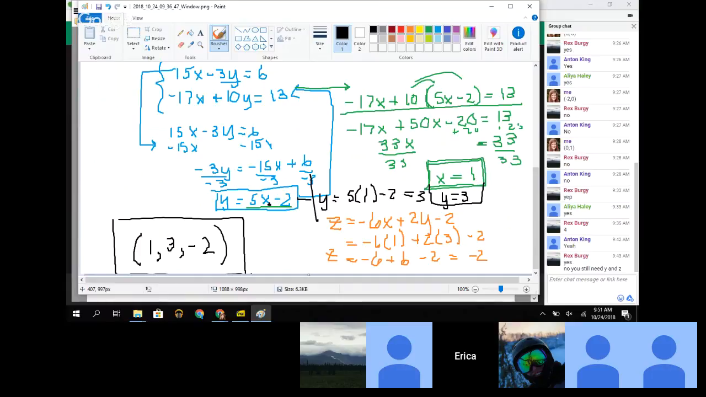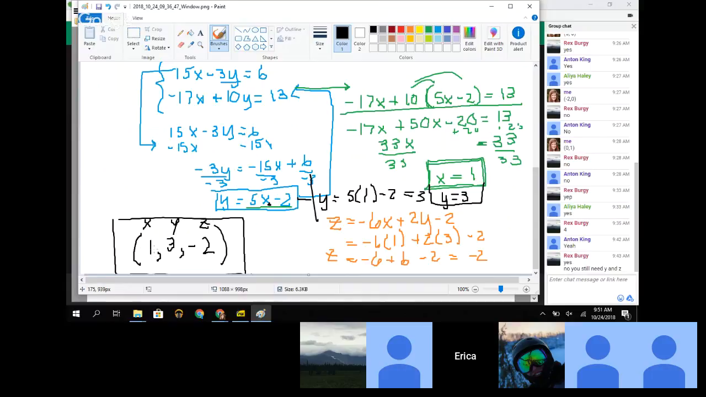So what is this 1, 3, negative 2? By the way, this stands for your x, y, and z. Basically, you're always going to write your coordinates in alphabetical order. So if it's w, x, y, and z, then w would go in front of x. Right? A, B, C, D, it would be A, B, C, then D.